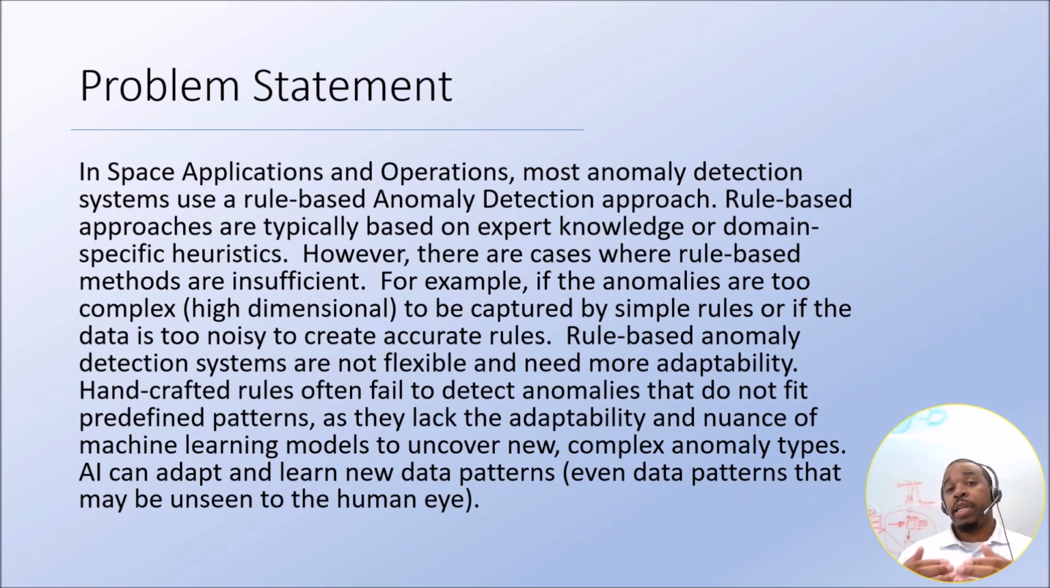Currently in space operations, most anomaly detection systems are rule-based, which can work for single-dimensional data, such as battery voltage. If it drops below a certain level, it's an anomaly. But as we delve deeper and deeper into deep space, we're going to need more intelligent methods of detecting anomalies in more complex, multi-dimensional data spaces. So with this being said, there is a need for artificial intelligence and machine learning to be applied in this realm of anomaly detection in deep space.